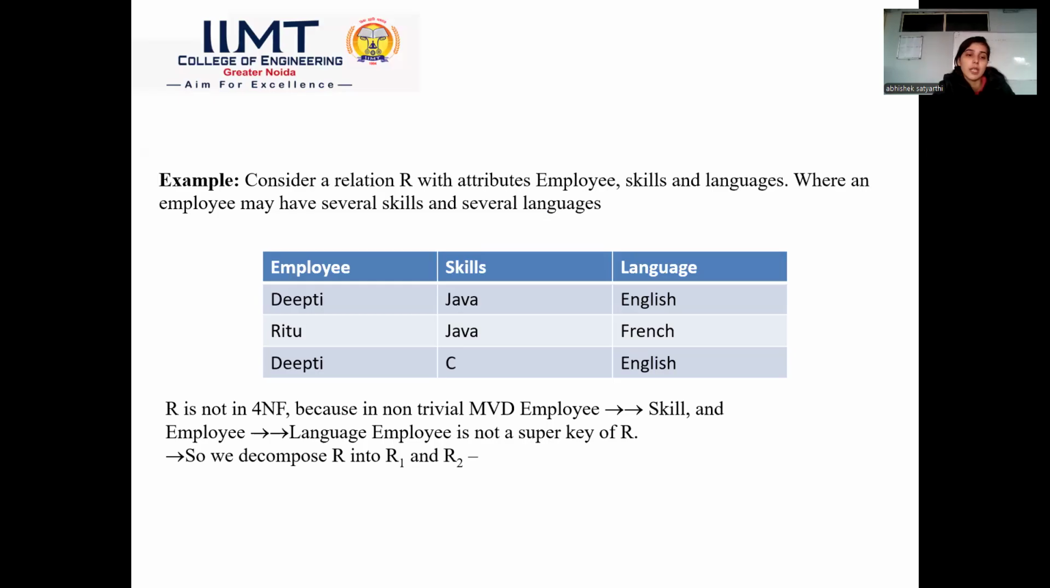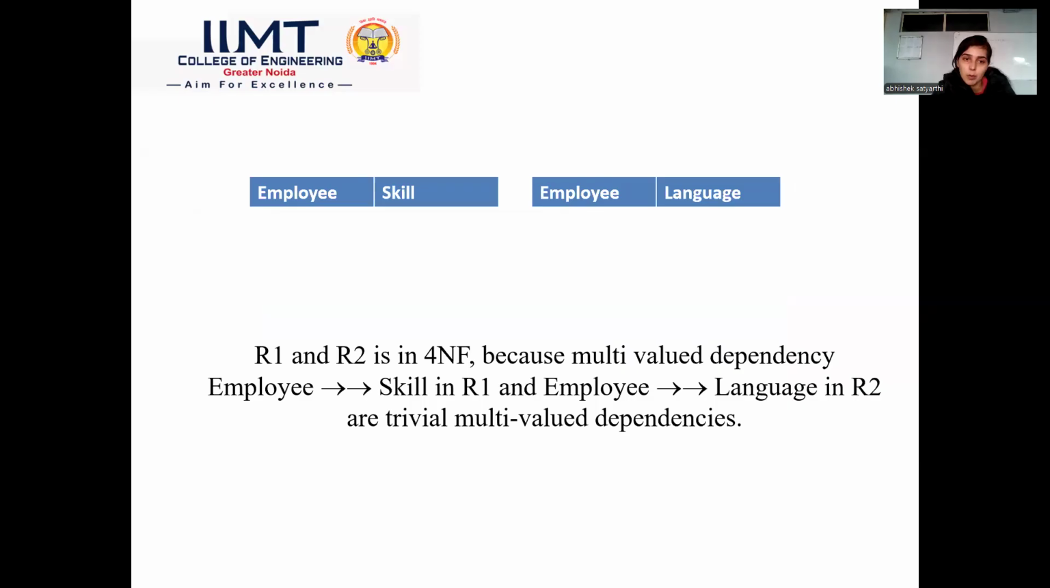So let's take one example here. The relation R is not in 4NF because the non-trivial multi-value dependency employee to skill takes place. Deepti reads Java and Ritu also reads Java, and Deepti also reads C. So Deepti reads more than one skill. So from employee to language and employee to skill, employee is not a super key here. So we decompose the relation into R1 and R2. First, employee and skill in one table, and second, employee and language in a second table. Now we can say that employee to skill in R1 and employee to language in R2 are trivial multi-value dependencies, and the relation will be in 4NF.